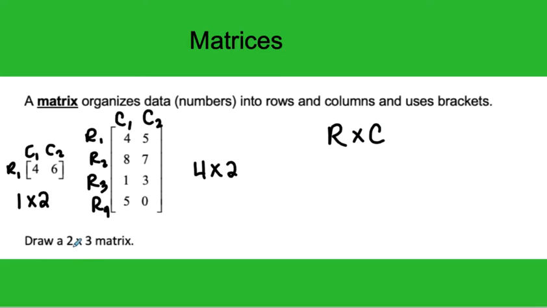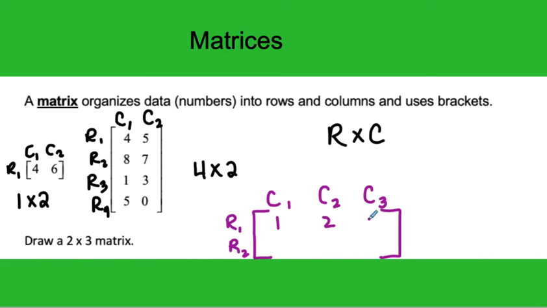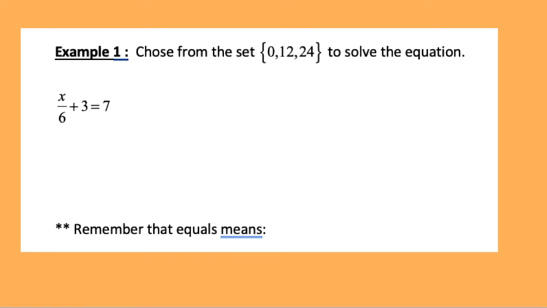If I asked you to draw a 2 by 3 matrix, you would draw brackets, and it would have 2 rows, so row 1, row 2, and it would have 3 columns, column 1, column 2, and column 3. So 1, 2, 3, 4, 5, 6, and there's a matrix, okay? All right, so now let's look at some examples using these.